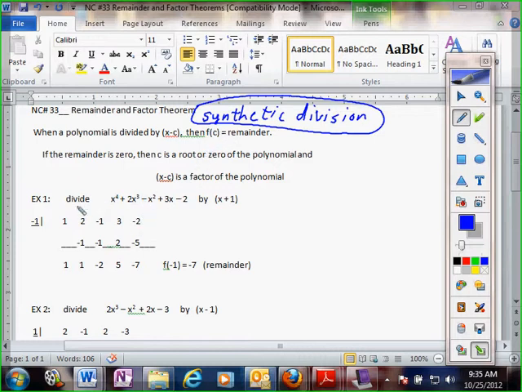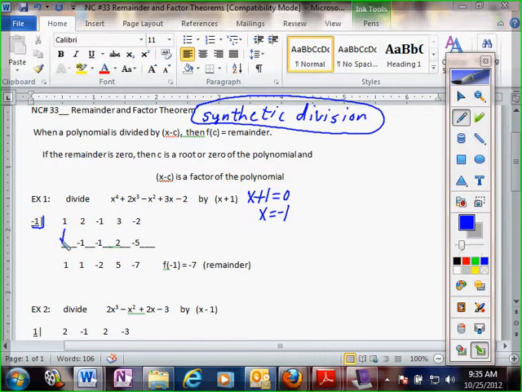So in this first example, we want to divide x to the fourth plus 2x to the third minus x squared plus 3x minus 2 by x plus 1. The first thing we have to do is set x plus 1 equal to 0 and solve for x, and we get that x is equal to negative 1. And then we can start our synthetic division over here. We've got negative 1. We have our coefficients in descending order here.